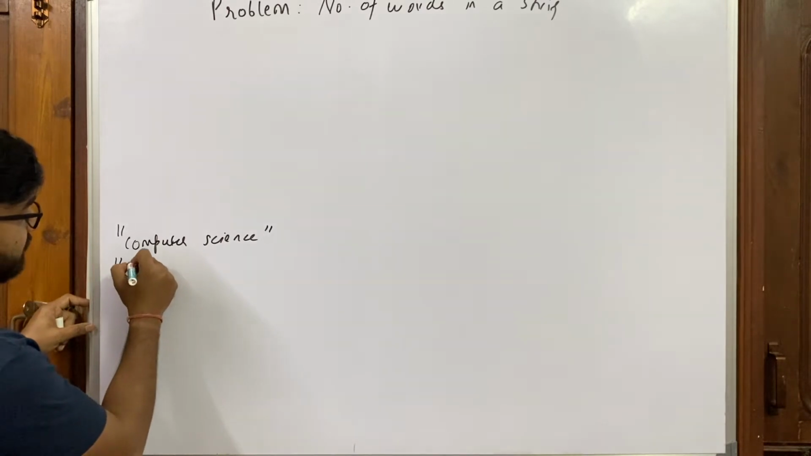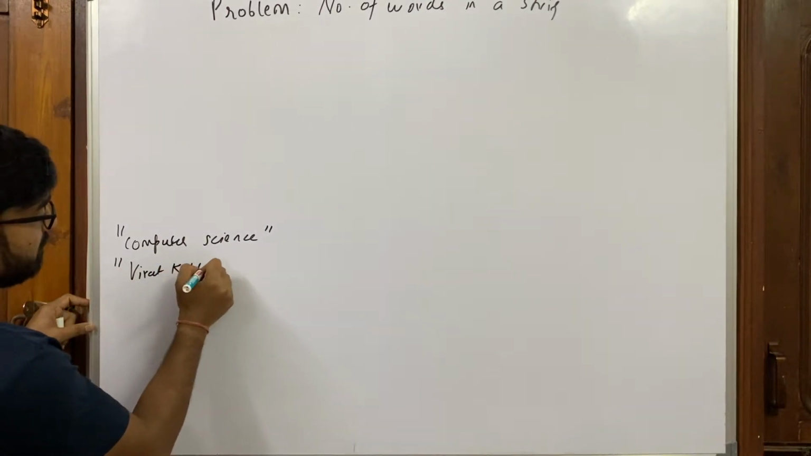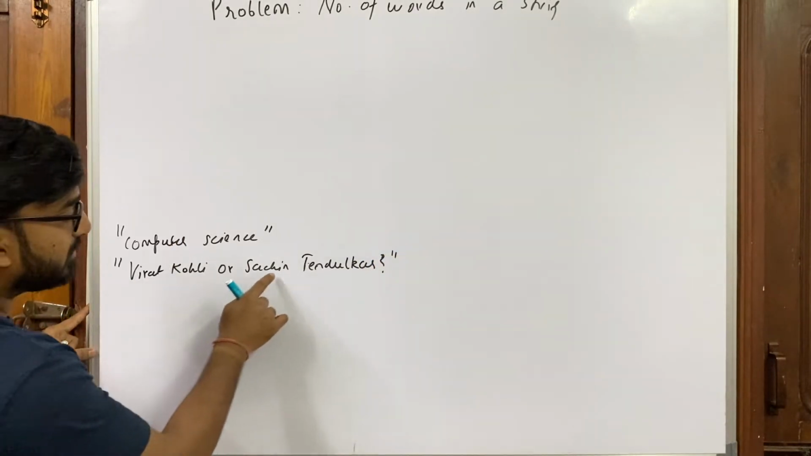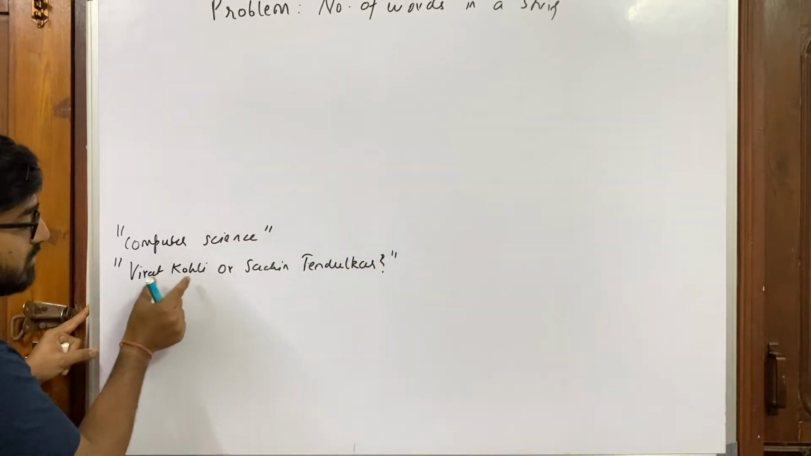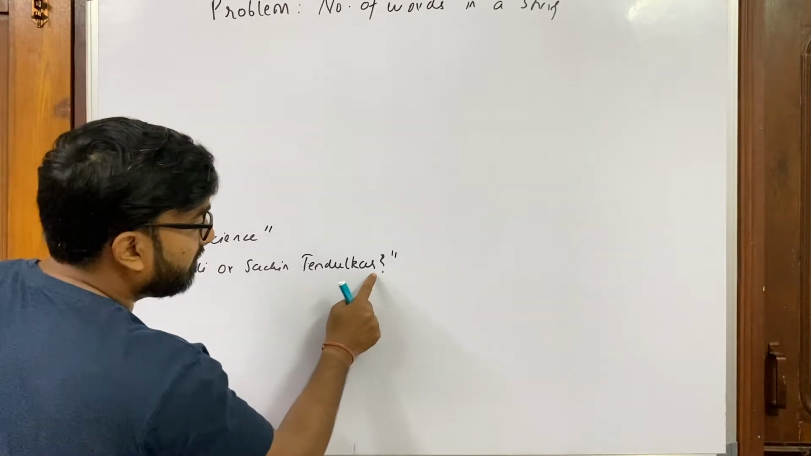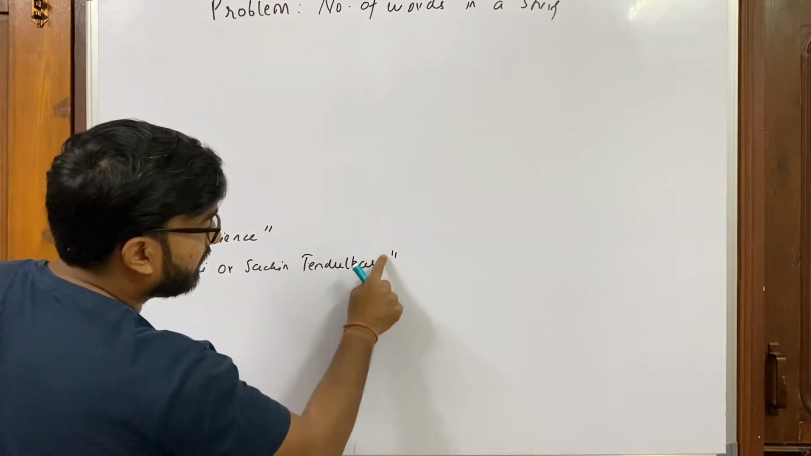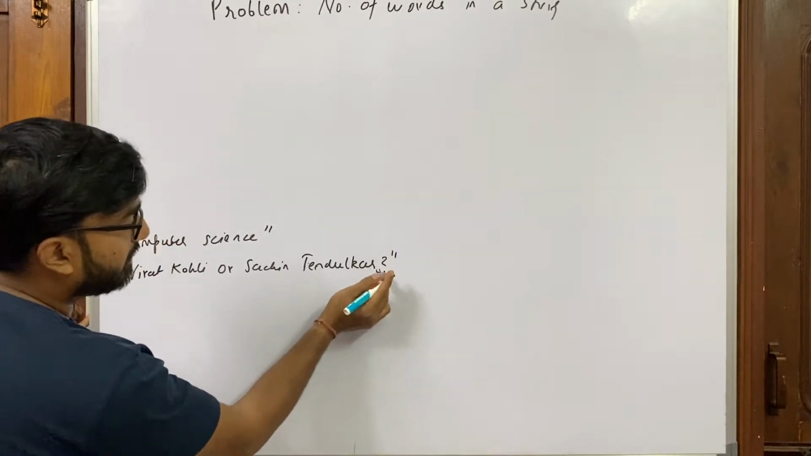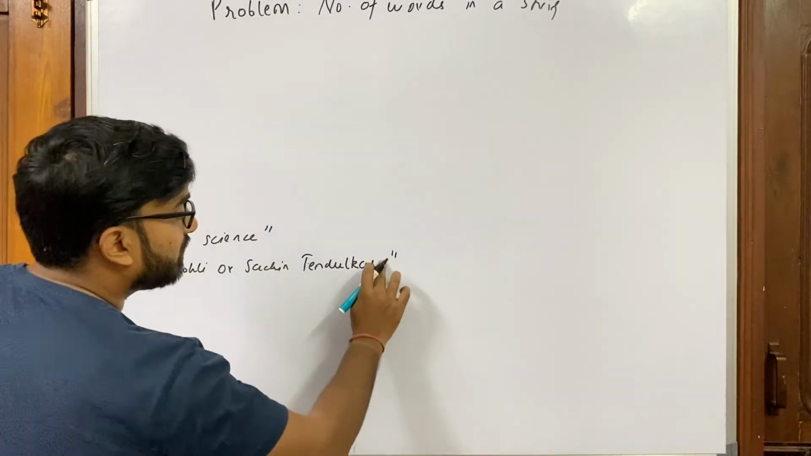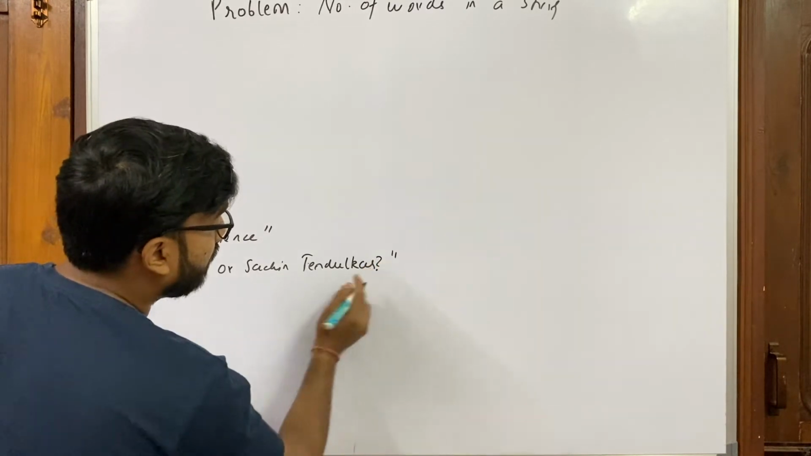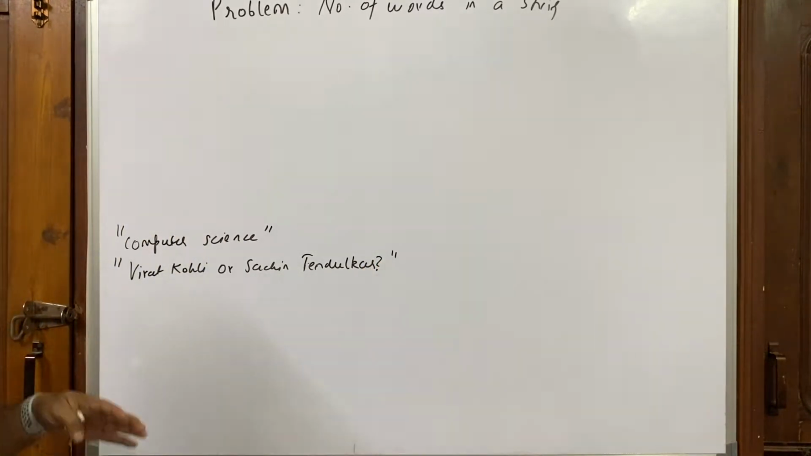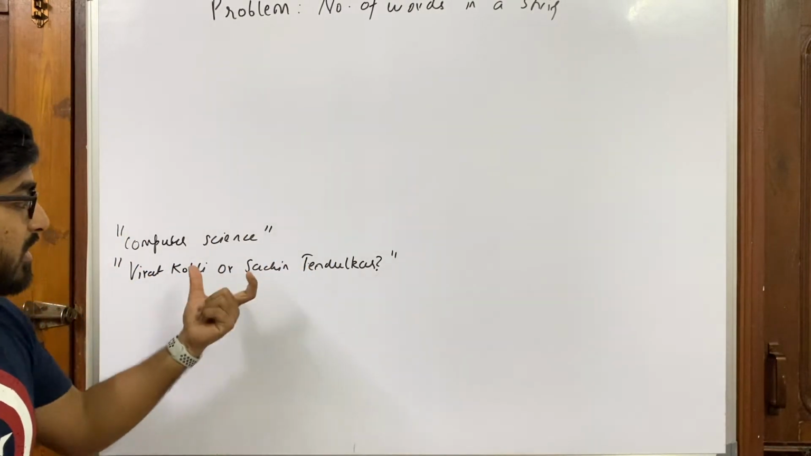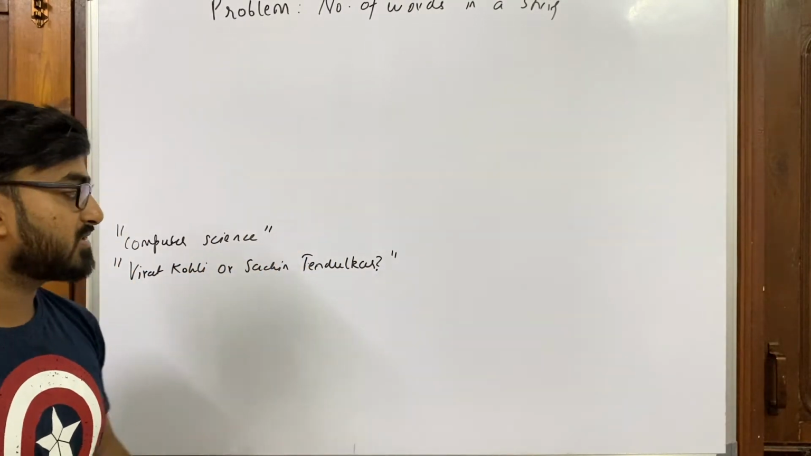I have another case, say Virat Kohli or Sachin Tendulkar. In this case, I have 5 words because each word is a sequence of non-white space characters. If there is a space between the question mark and the last word, then it is a separate word, and in that case I have 6 words. If the question mark is attached to the word, it is a single word. Let us not worry about whether we are including the punctuation or not. Let's stick to the definition that a word is a sequence of non-white space characters.